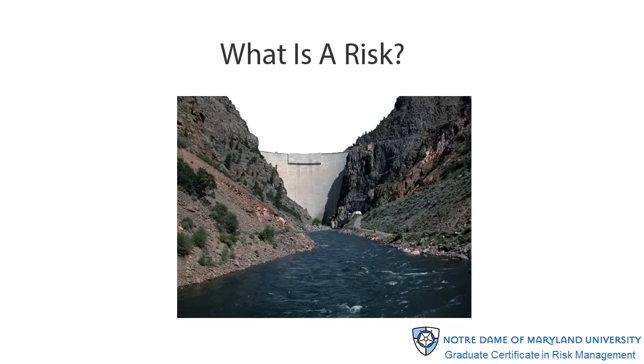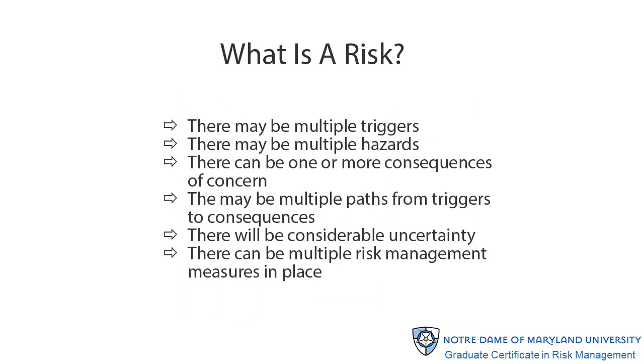There's a great deal of confusion about the process because the types of events are all completely interchangeable depending on the perspective taken in the decision problem. One person's trigger is another person's hazard, and that is another person's consequence. There may be multiple triggers. There may be multiple hazards. There can be one or more consequences of concern. There may be multiple paths from triggers to consequences. There will be considerable uncertainty, and there can be multiple risk management measures in place.